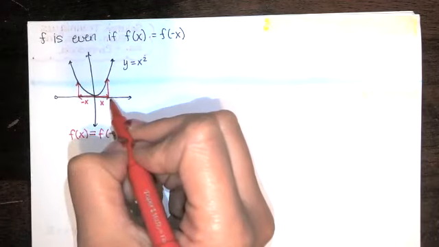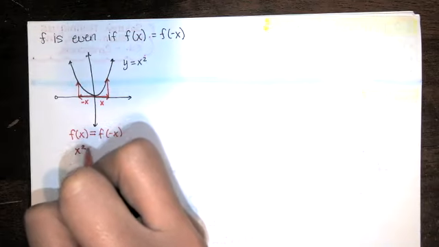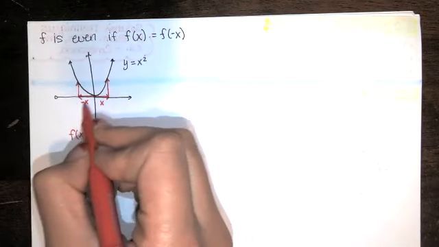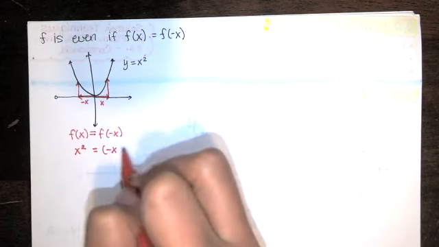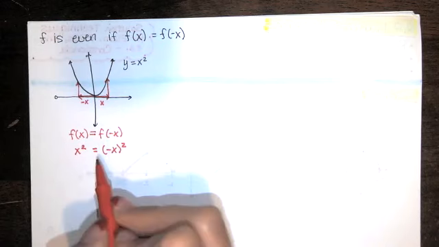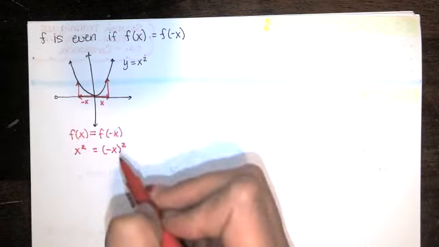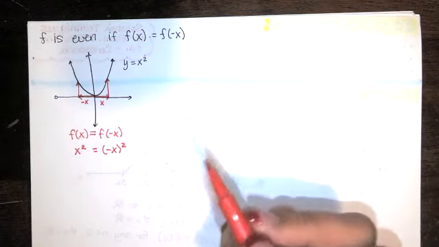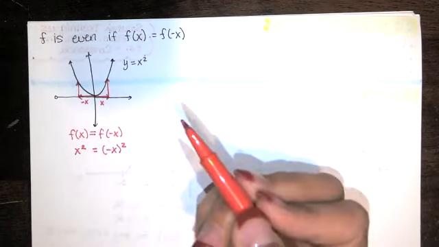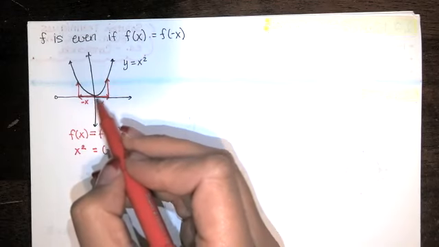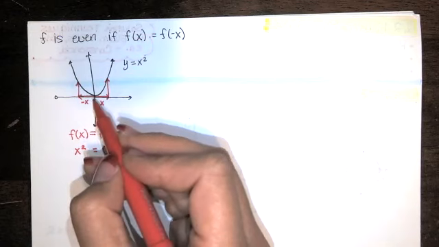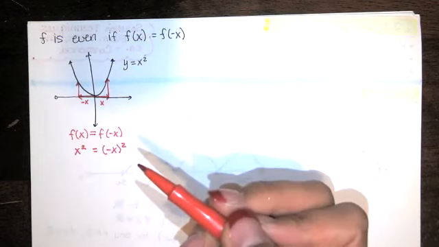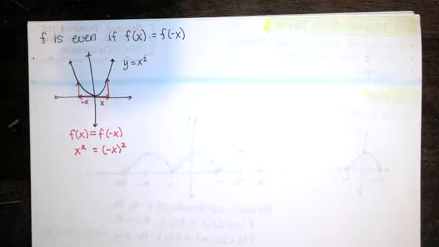Now, if we go x units in this direction on the graph of y equals x squared and find our y value, we get x squared on this side and negative x squared on this side, and we're going to have the same y value. So if I use, let's say, x equals 2, I get 2 squared, which is 4. If I substitute in negative 2, negative 2 times negative 2 is also 4. So this is an even function.